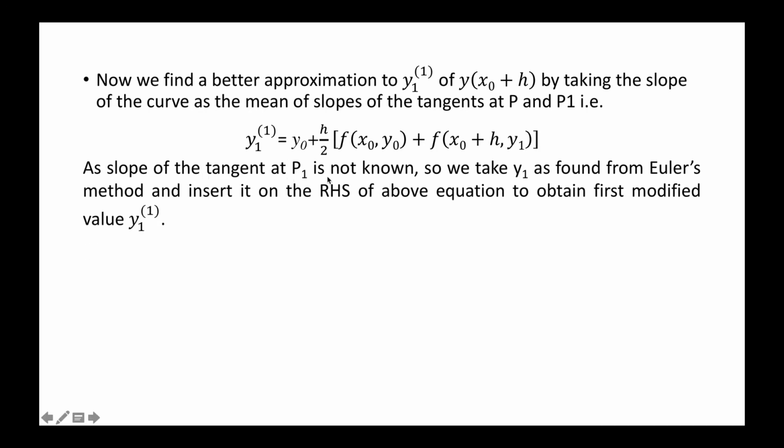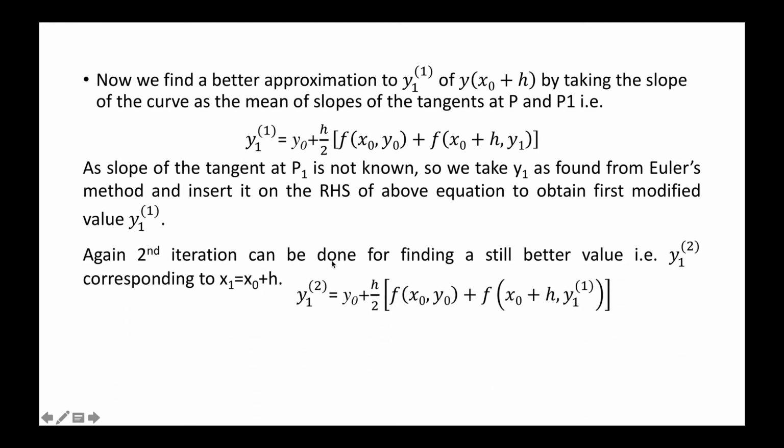As slope of tangent at P1 is not known, because x0 y0 are given and we don't know about y1 slope, so we take y1 as found from Euler's method. So we have initially taken help from Euler method and inserted it on the right hand side of our equation. So this y1 is coming from Euler method to obtain first modified value of y1. Okay, so for obtaining the slope, we have to substitute the value from Euler method, and keep on refining using this formula. This is the modified Euler formula.